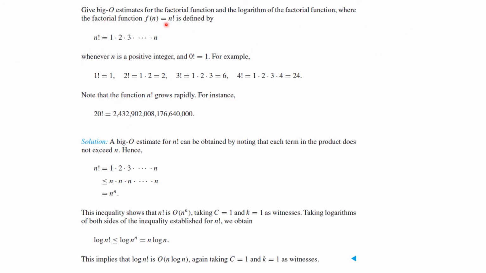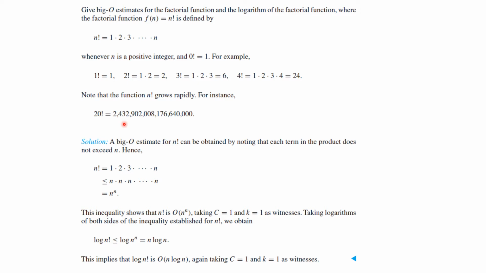We can also give big O estimates for other standard functions, like the factorial function and the logarithm of the factorial function. Now recall, the factorial function is f of n equals n factorial, and you take 1, multiply by 2, multiply by 3, all the way up to n. That is n factorial. And this is defined when n is a positive integer, and 0 factorial is 1. So you see, this is how it grows. 1 factorial is 1, 2 factorial is 2, 3 factorial is 6, 4 factorial is 24, and by the time you get to 20 factorial, you have an enormous number.